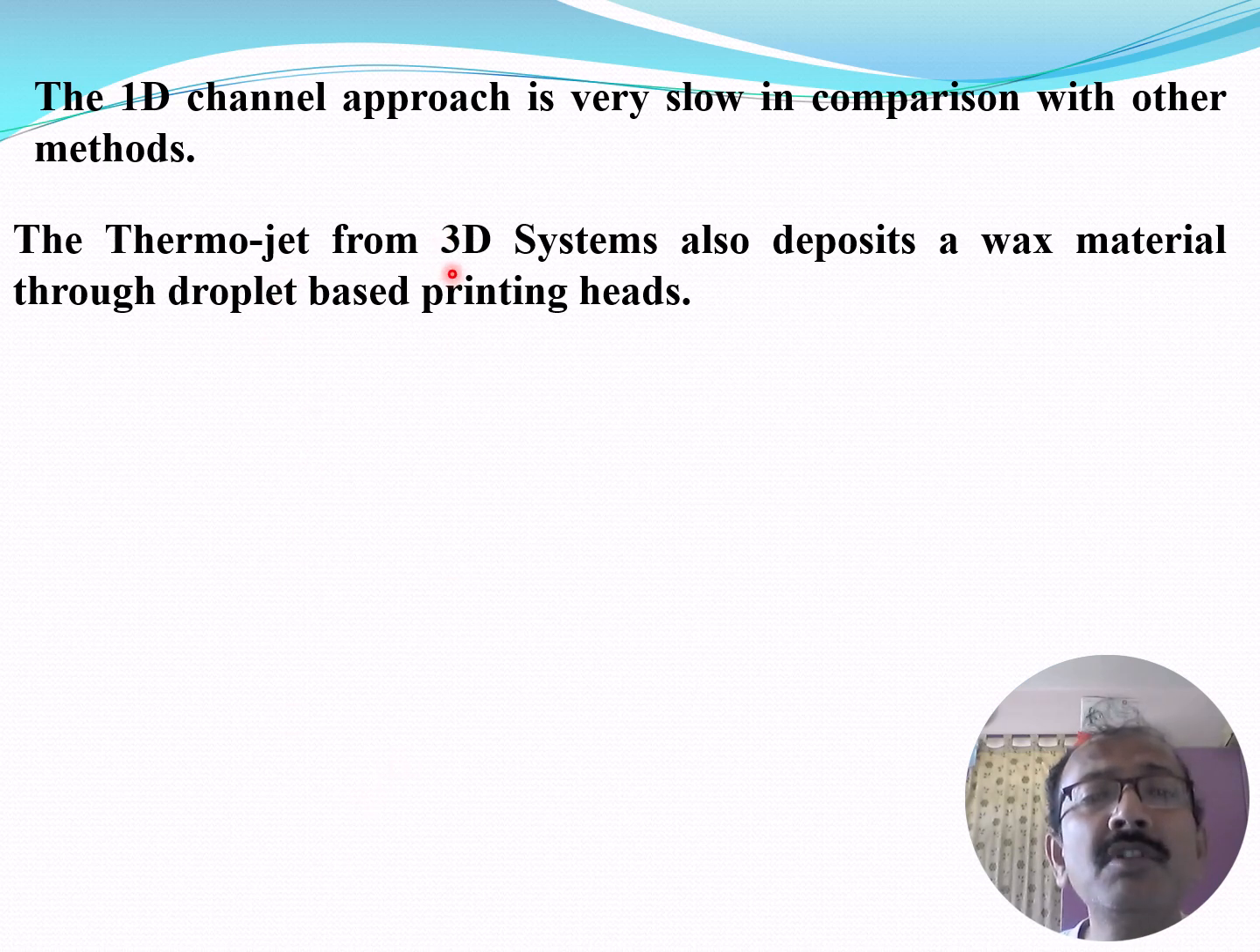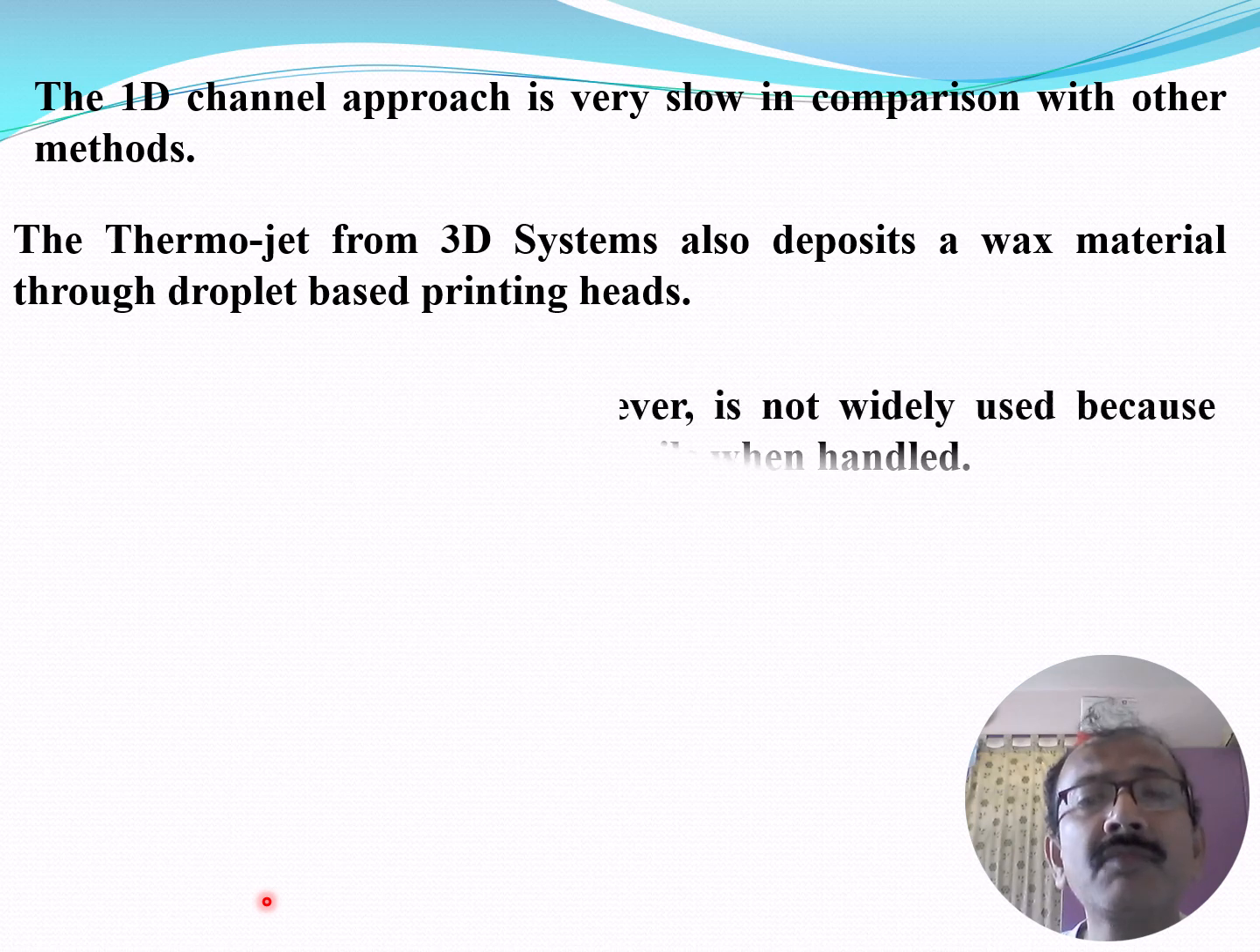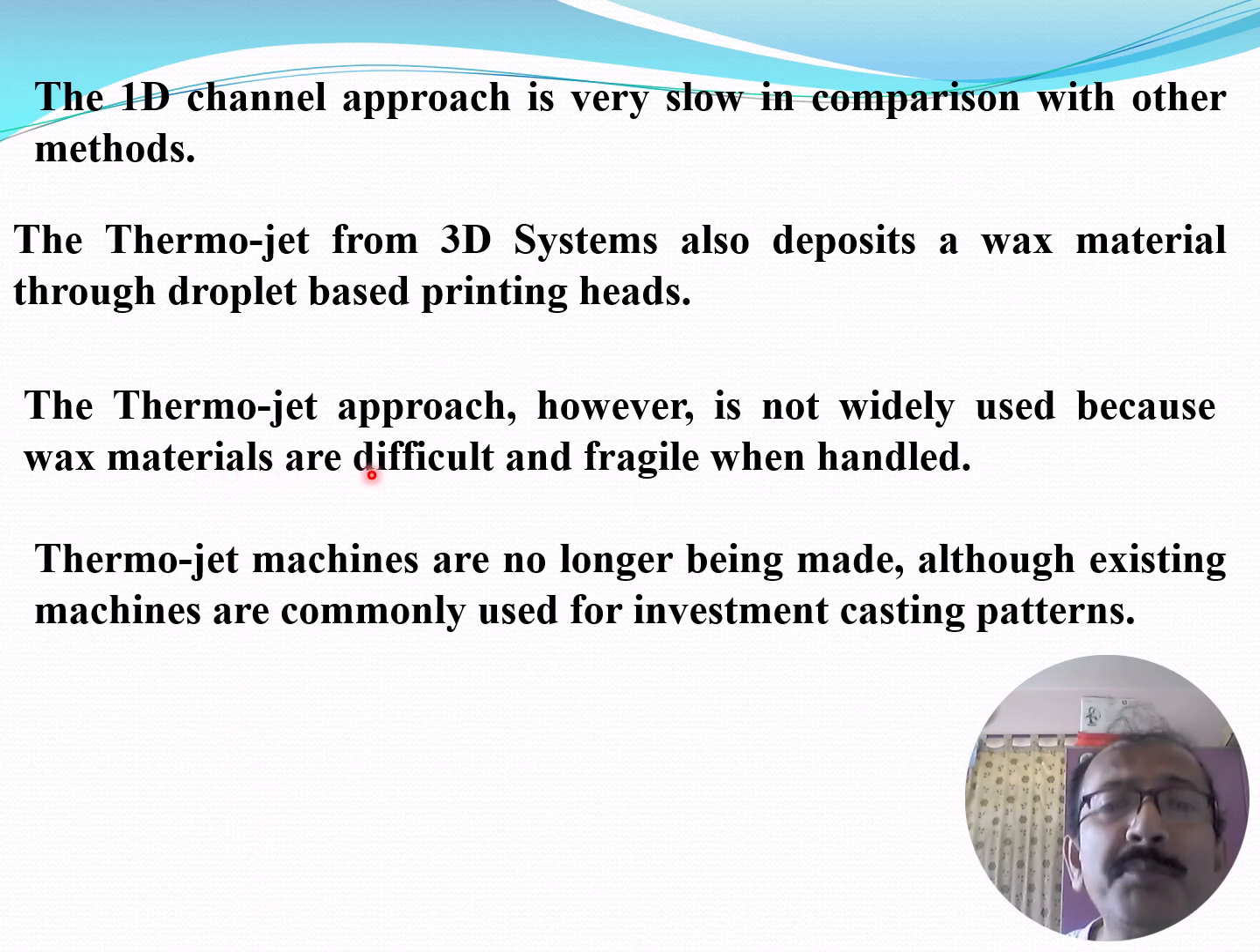The ThermoJet from 3D Systems also deposits a wax material through droplet-based printing heads. The ThermoJet approach, however, is not widely used because wax materials are difficult and fragile when handled. ThermoJet machines are no longer being made, although existing machines are commonly used for investment casting patterns.